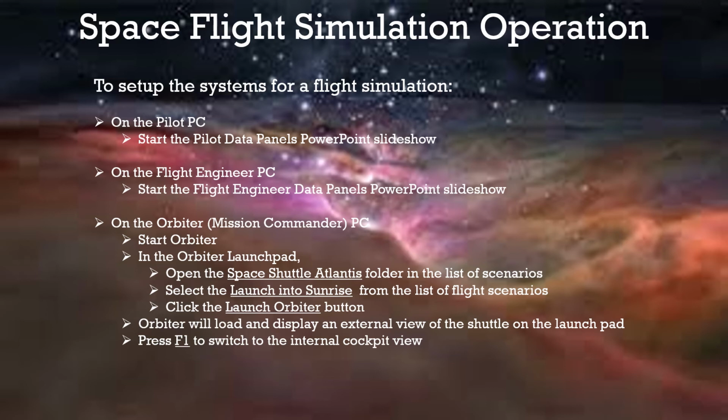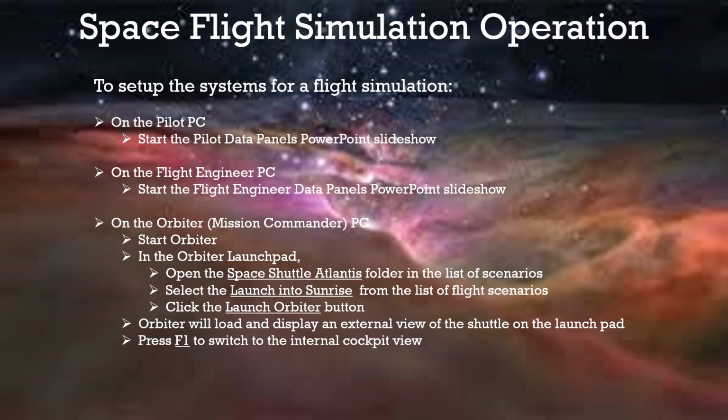So click on the launch into sunrise, and then at the bottom of the orbiter launch pad, click the launch orbiter button. Orbiter will then load, and once it finishes, it will take you to an external view of the space shuttle on the launch pad. Now, while it's loading, you may see a gray bar on the bottom of the screen, and that's fine.